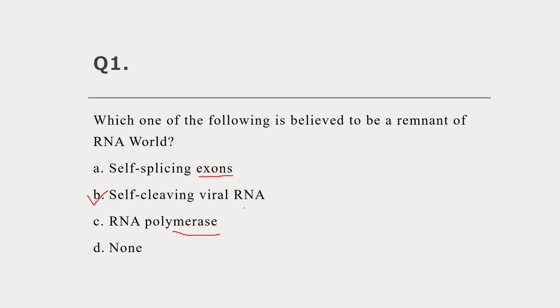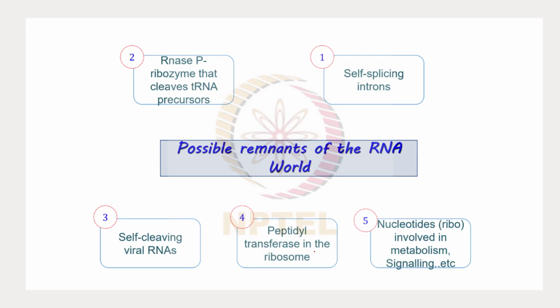Next is self-cleaving viral RNA. Okay, self-cleaving, we'll talk about it. Next is RNA polymerase. RNA polymerase is made up of protein, so it will not be a remnant of the RNA world. Here you can see what are the possible remnants of the RNA world. Understood? That is RNase P, that is the ribonuclease P ribozyme that cleaves tRNA precursors. We will be talking about ribonuclease P in upcoming slides.